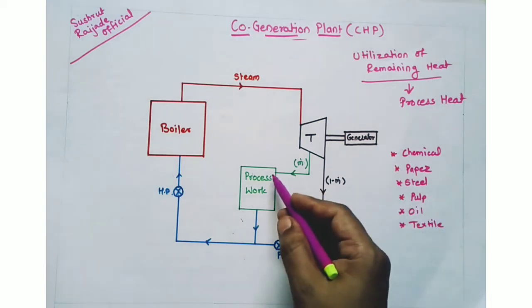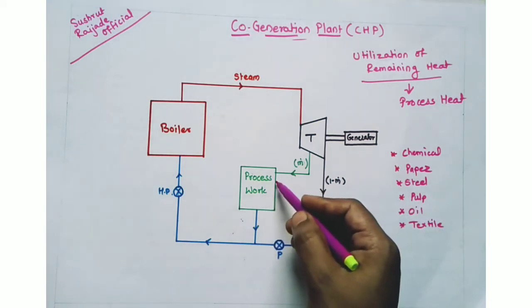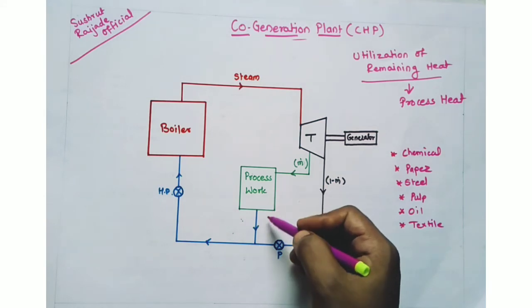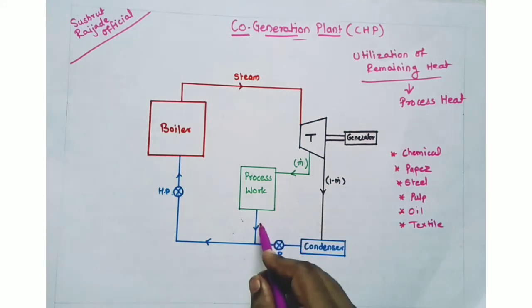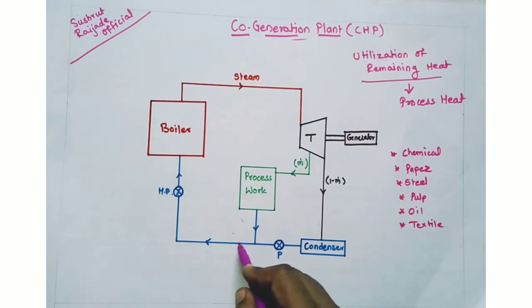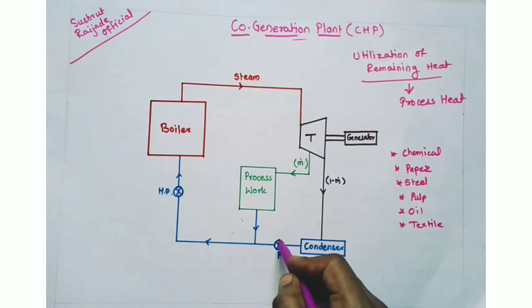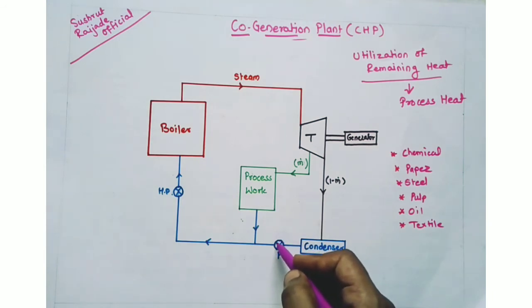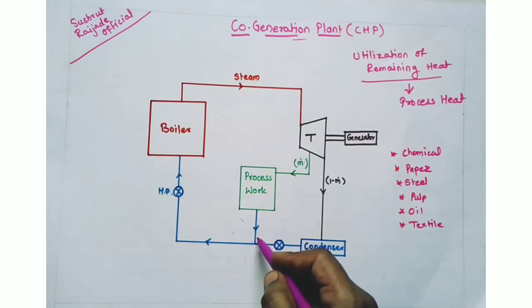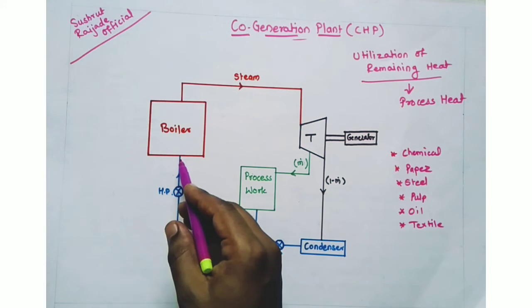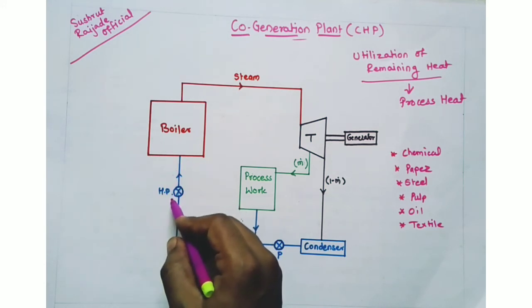And again, the saturated water which is coming from the process work is mixed with the water coming from the condenser, and here a pump is used to increase the pressure up to the pressure of the saturated water coming from the process work. Then that water is again provided to the boiler with the help of a high pressure pump.